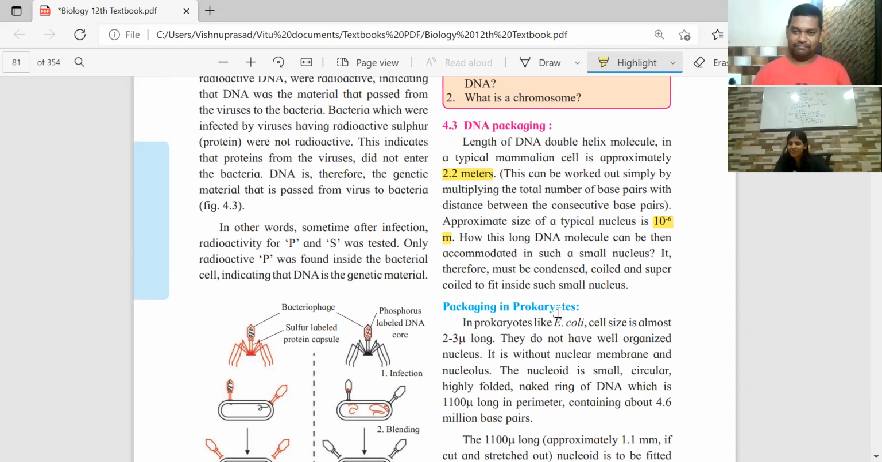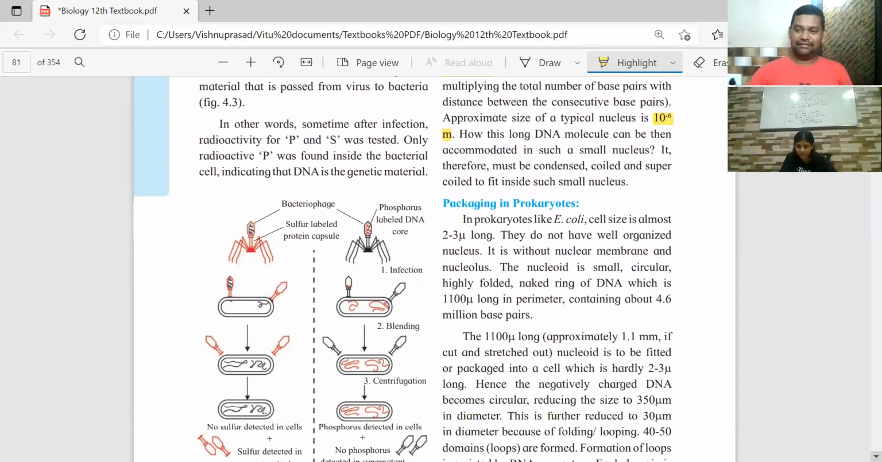10 raised to minus 6 मतलब 0.000001 meter. इतने से छोटे से न्यूक्लियस में, you cannot even imagine how tiny it is. Obviously not visible to the naked eye. उसके अंदर मुझे 2 मीटर लंबा डीएनए डालना है. That's the challenge. That's the reason in a cell this DNA is highly condensed, coiled and supercoiled.